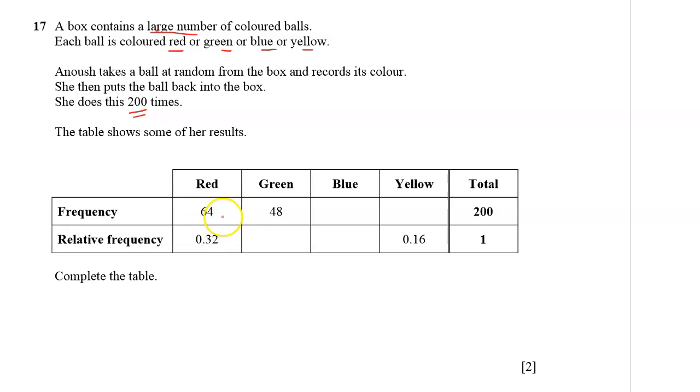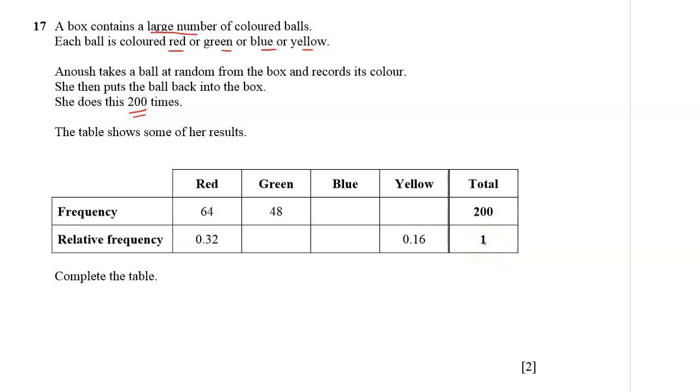Frequency of how many times she has picked the red balls is 64, and the relative frequency given there is 0.32. Of course, for the green ball, the frequency is the number of times she's picked the green ball out of the 200 times, which is 48. Blue and yellow we are not given. Of course, the total there is given as that. We are given the relative frequency for yellow, which is 0.16, and of course the total of all the relative frequencies is 1.